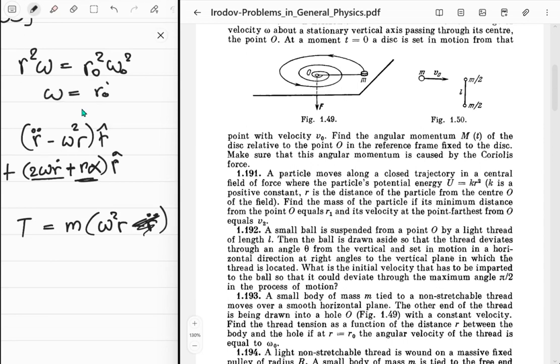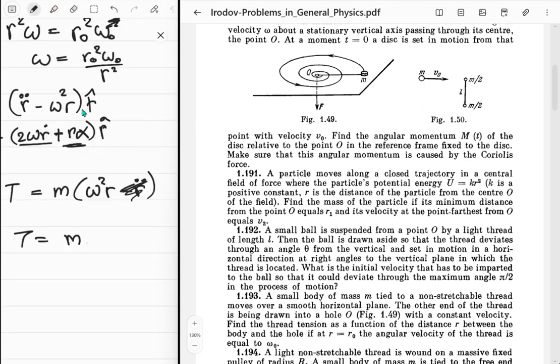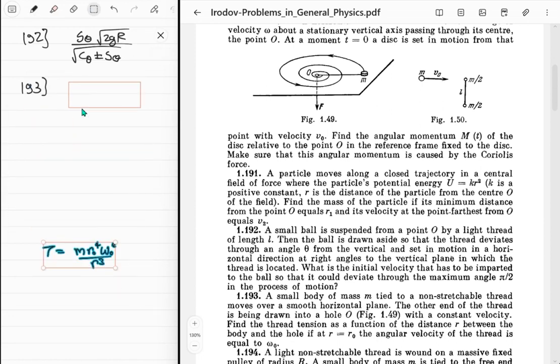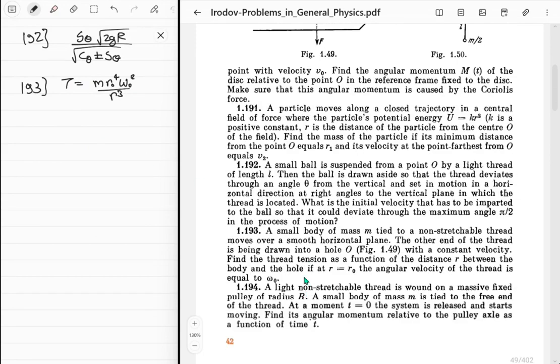It's like this. Why is this squared over there? And then upon r squared, and then you will put that in here. So tension will just be m times this guy squared: r naught to the power 4, omega naught squared, and then you got r to the power 4 and r cubed. So that's our tension. Nice. So 193 done.